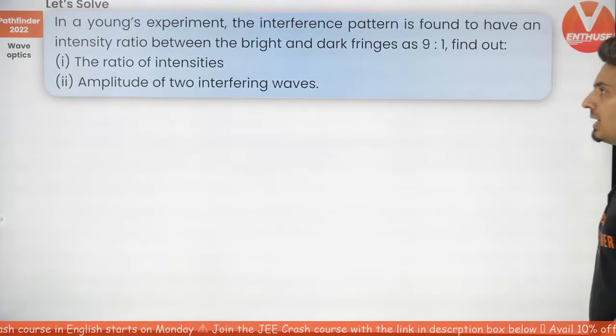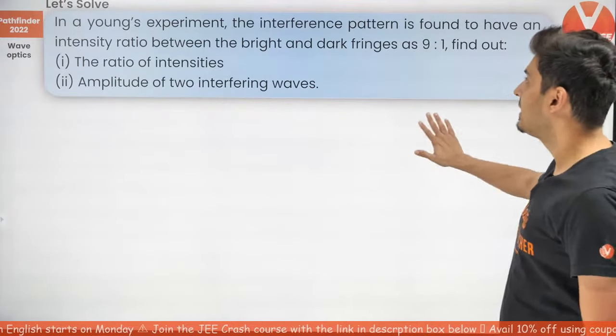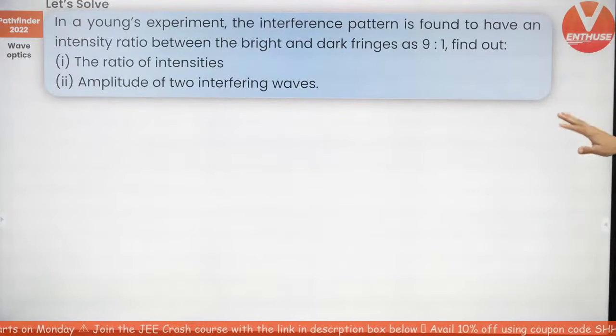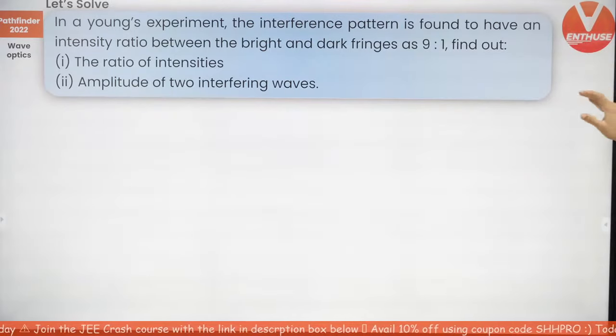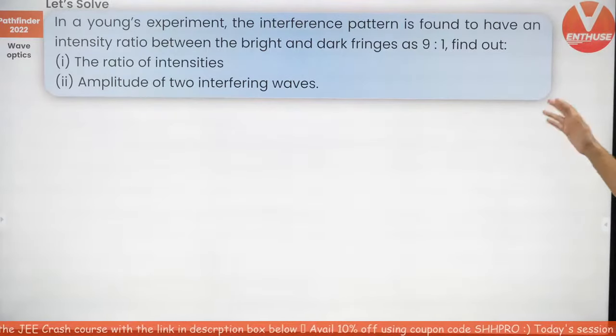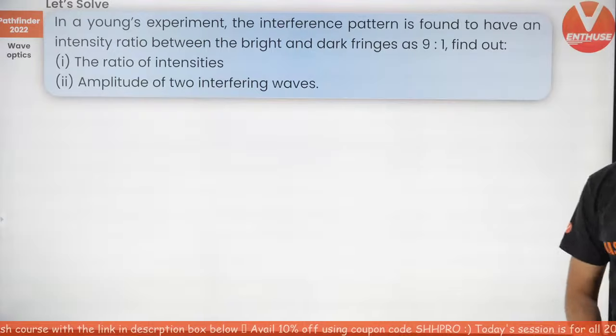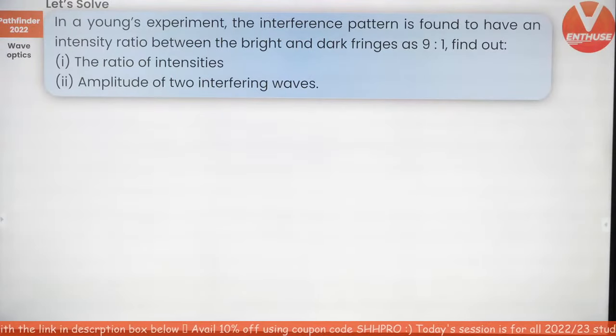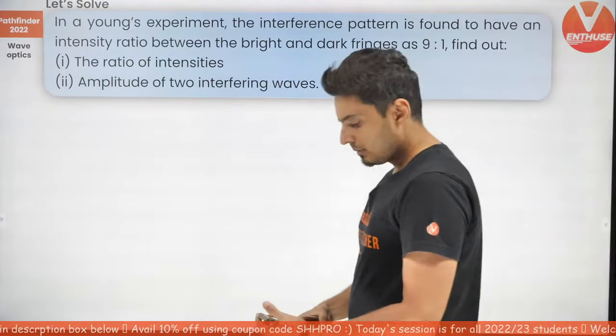Perfect. So let's start solving some questions. In YDSE, the interference pattern is found to have intensity ratio between the bright and the dark fringe as 9:1. Find out the ratio of intensities and amplitudes of the 2 interfering waves. Come on, think about it. Come on, warriors, think.